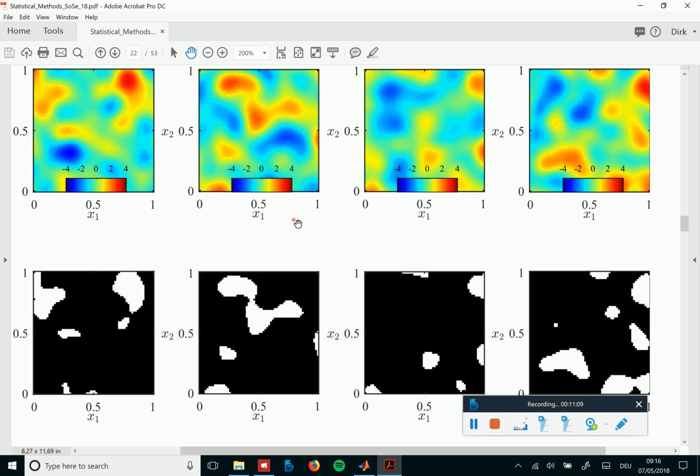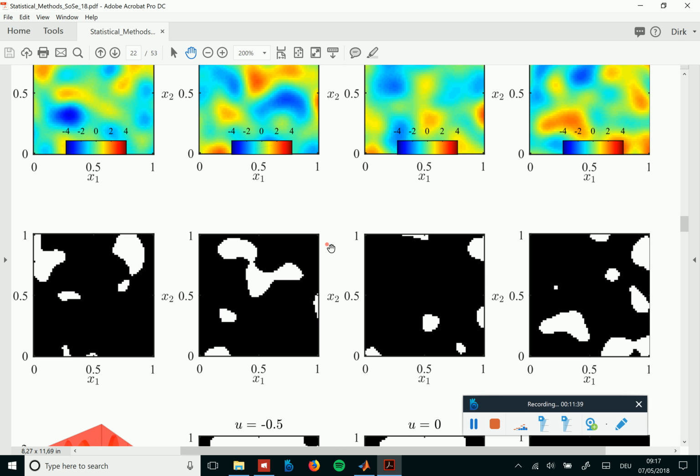Makes kind of sense. This is another realization of the same random field with the same threshold, but because the realization looks different, the excursion set also looks different. And the same here and the same here. Yeah, so these are realizations of excursion sets, and we would be interested in studying the probabilistic properties of the excursion sets. So the expectations and distributions of aspects of this.